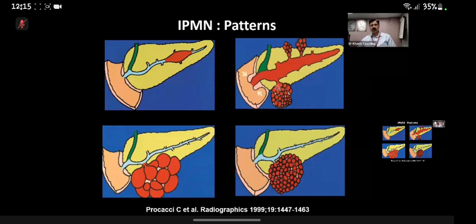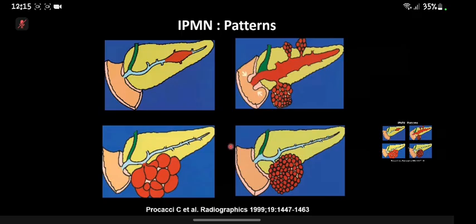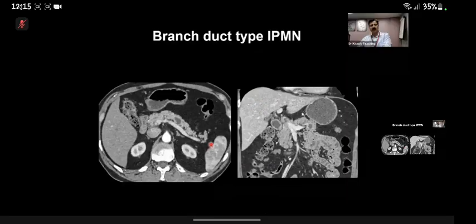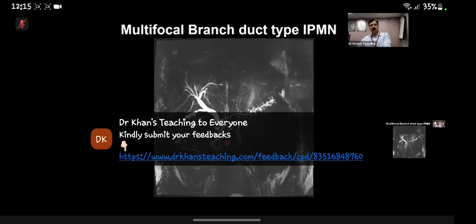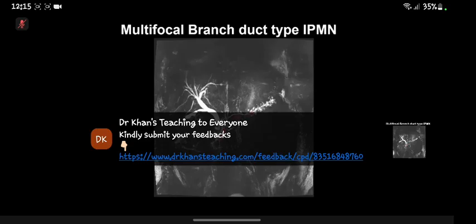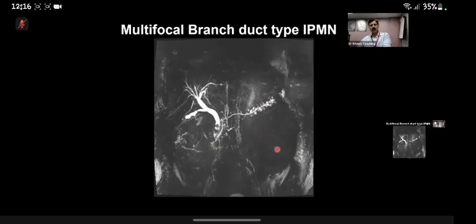And it can be multiple, this bunch of grapes type of appearance. They can be larger also. So these are the various patterns which you have to remember. This is a branch duct type IPMN, a very common finding, without any main duct type IPMN. This is a multifocal branch duct type IPMN. You can see multiple branch duct type IPMNs.